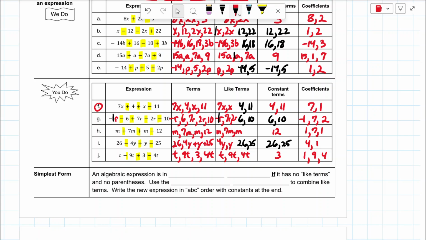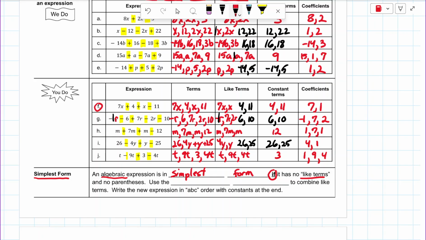Let's take a look now at what simplest form means. Now you've heard this a lot in elementary school. Here in 7th grade and on, it means an algebraic expression. Algebraic just says that there are variables now in math. An algebraic expression is in simplest form if it has no like terms and no parentheses.